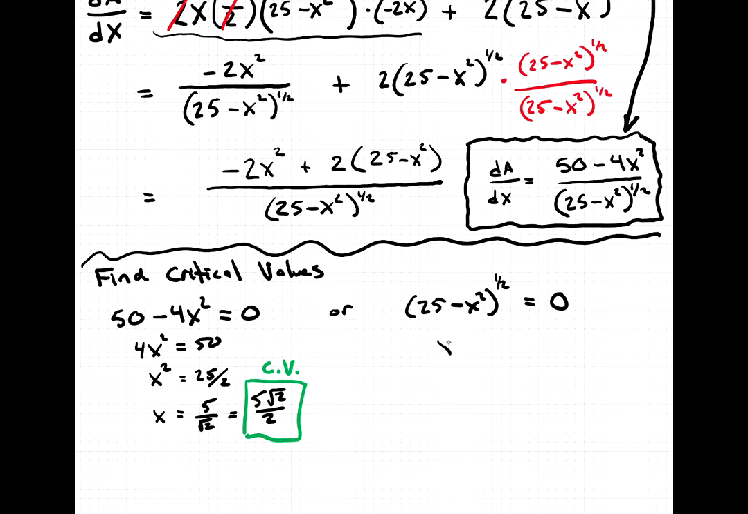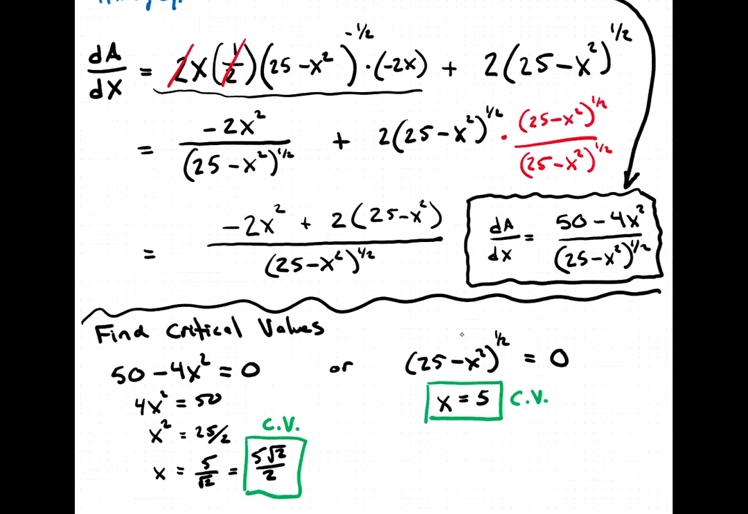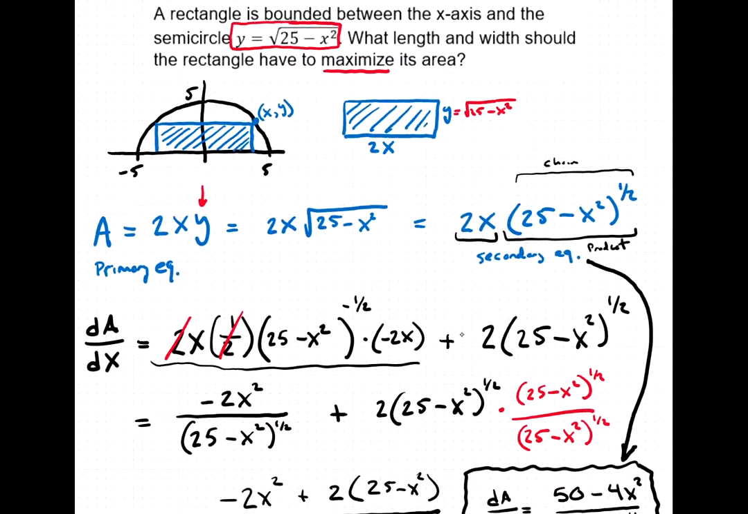Well, that's happening when x is equal to 5. 25 minus 5 squared, or 25 minus 25, is 0. Now first of all, we know 5 is not the answer. Because if I go back up here, if you let x equal 5, then that's your point. Which means the base of the rectangle is 10 and the height is 0. So if x is equal to 5, we know that's out because it'll give you an area of 0.